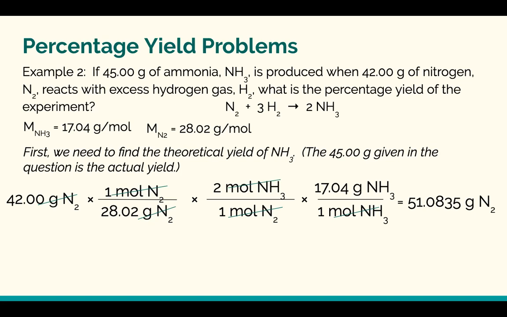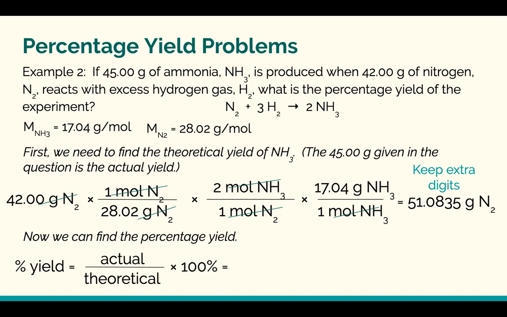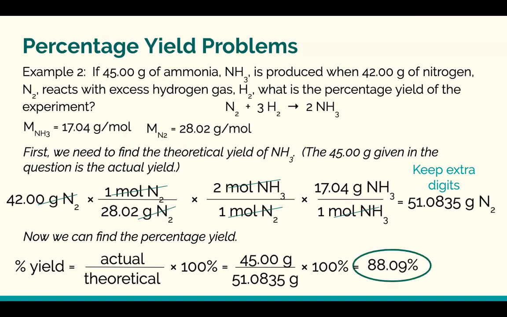Keep in mind, we're not done the question yet, so keep a couple extra digits on that number. Now that we have the theoretical yield, we can find the percentage yield. Percentage yield is actual over theoretical times 100%. Remember from the question, the actual was 45.00 grams. We just calculated the theoretical. So we're going to divide those, multiply by 100%, and we get 88.09%.